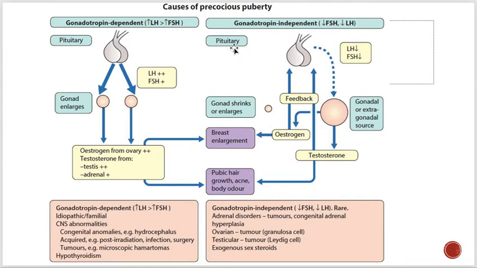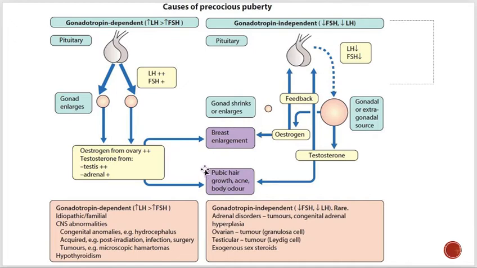Now you can see over here and over here, this is gonadotrophin dependent, and this is gonadotrophin independent. Why? I will tell you now. LH and FSH are raised, LH is more than FSH. Pituitary is releasing LH and FSH, which are acting on the gonads, and the gonads are releasing estrogen from ovaries or testosterone from testes, or adrenals. And of course, once they are released, there will be breast enlargement, pubic hair growth, or body odor.